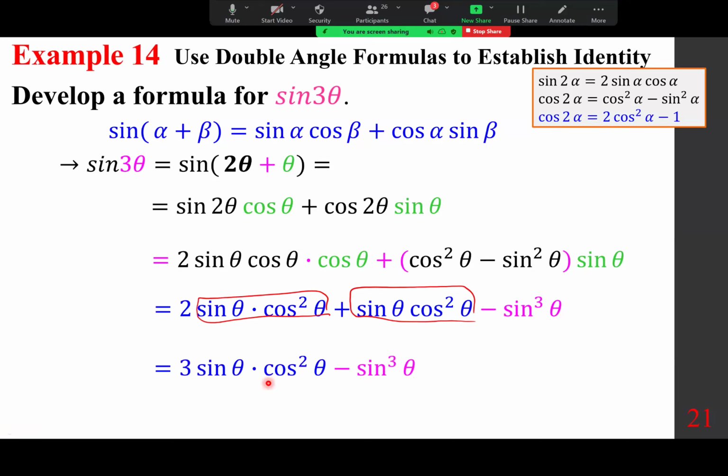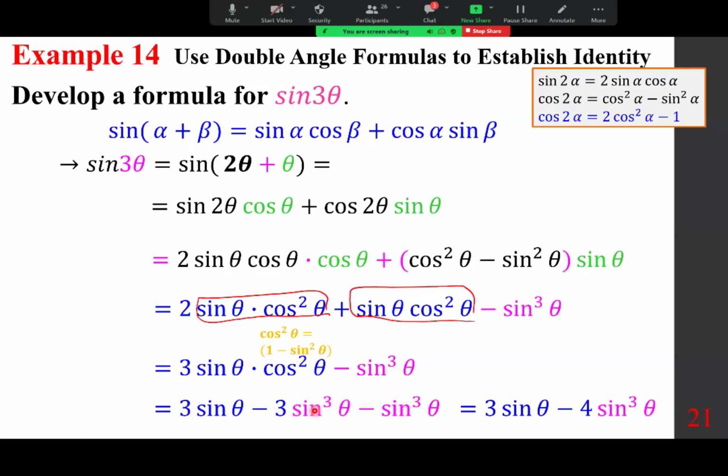In some cases, they stop here, but we can change the cosine squared to 1 minus sine squared to make it all a function of sine. So 3 sine theta times 1 is 3 sine theta, times this one becomes minus 3 sine cubed. So one more time, multiply these two, 3 sine theta minus 3 sine cubed. This is also sine cubed. They add up to 4. So 3 sine theta minus 4 sine cubed theta.